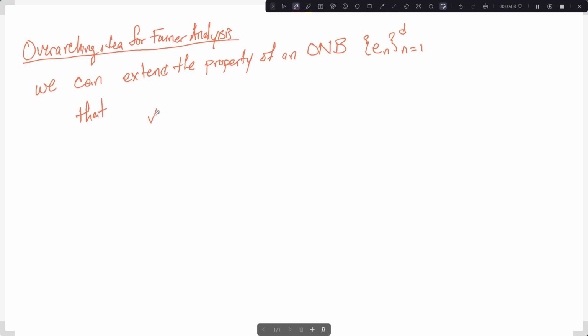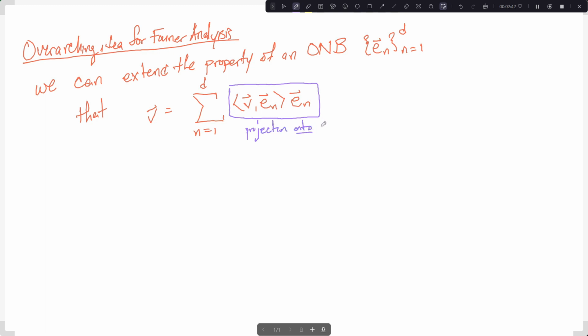right, in a finite vector space, and we covered this in our homework, that you can write any vector in a vector space as a sum of inner products of that vector against the basis vectors, multiplied by the basis vectors. And what I didn't quite cover in our homework is that actually this individually is the projection, the inner product of V with E sub n, onto the E sub n direction.